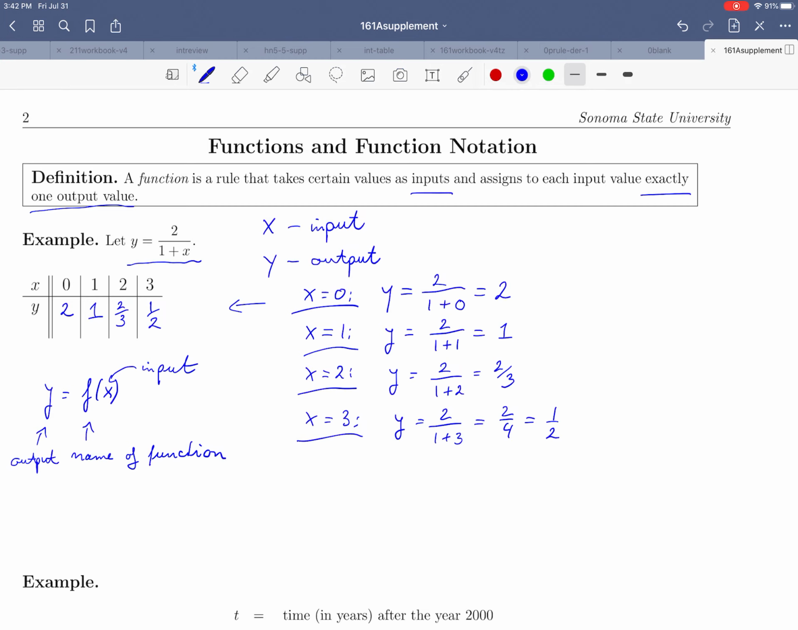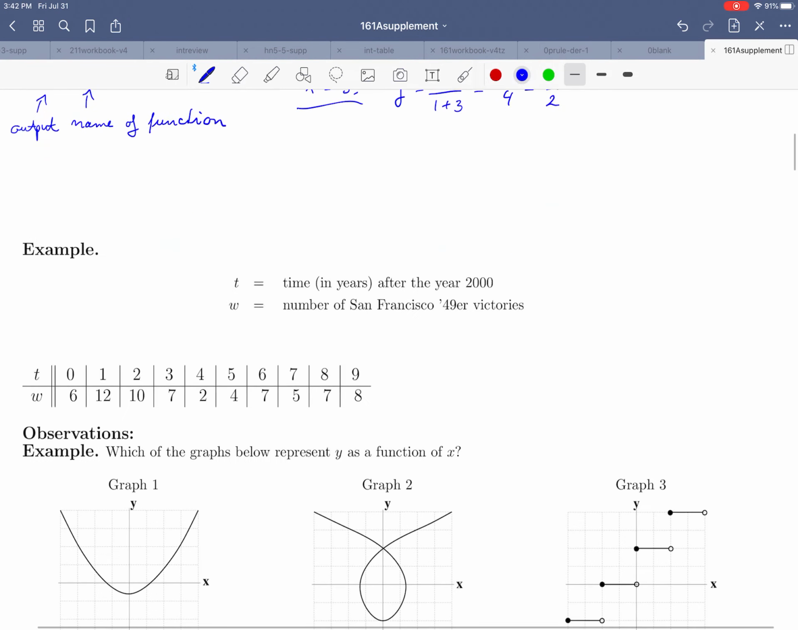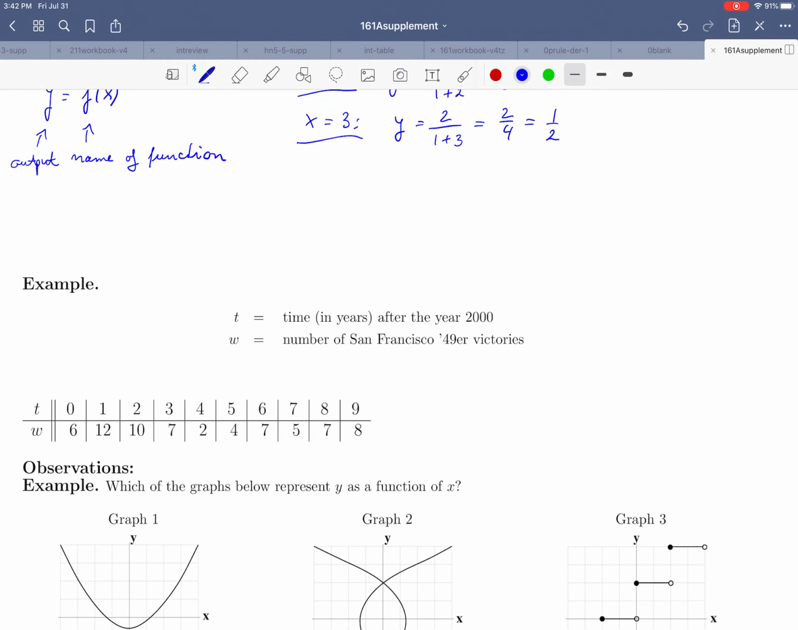Okay, let's look at a second example of a function. Here we don't have a formula. We still have two variables. We have t and we have w. And t is the time in years after the year 2000. That's how we are defining what t stands for. And w is the number of San Francisco 49er victories in that year.